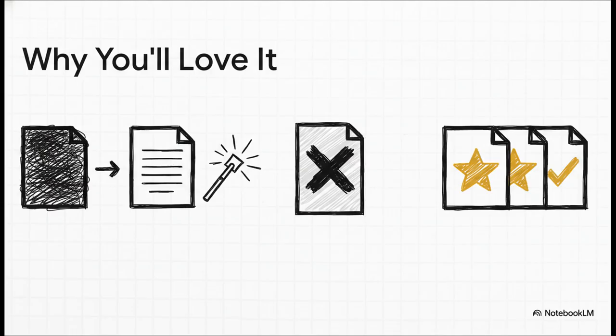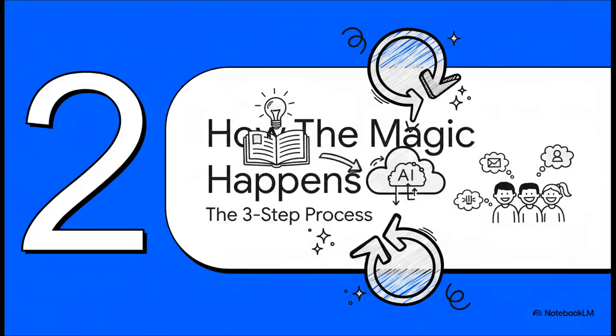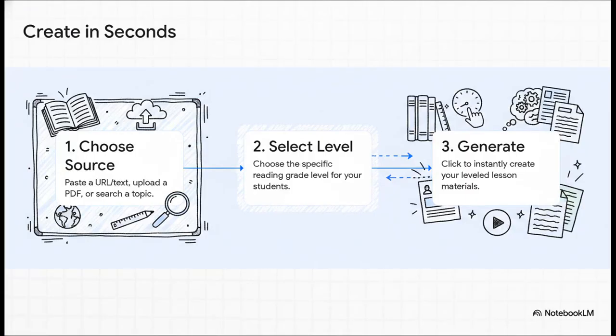So, let's talk about why this is such a game changer. First, you get instant differentiation. That means you can turn that dense text into something every single one of your students can actually get. Second, you can just say goodbye to that blank page syndrome forever. And finally, everything it spits out is perfectly formatted and ready to go. No fuss. Okay, so you're probably thinking, how does the magic actually happen? Well, you might be surprised at how simple it is. It's really just a quick 3-step process. That's it. Seriously, it's this easy.